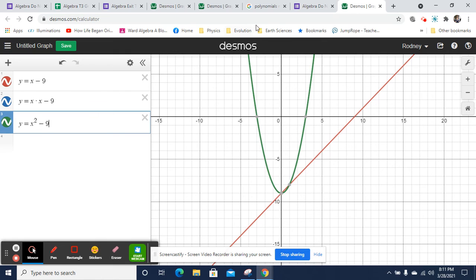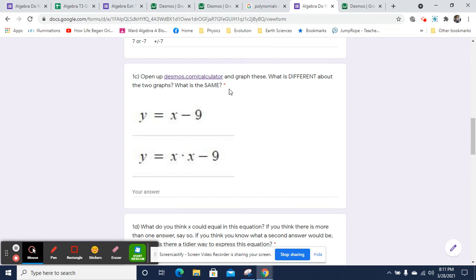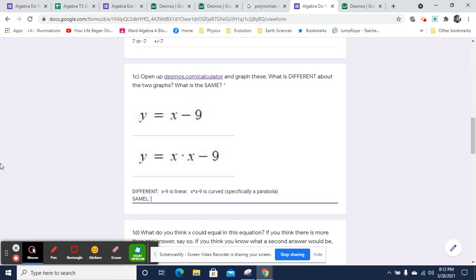But right now, let's go back into the do now. And so what is different about the two graphs and what is the same? Well, what is different, x minus 9 is linear. x times x minus 9 is curved, specifically a parabola. What's the same? They have the same y-intercept.